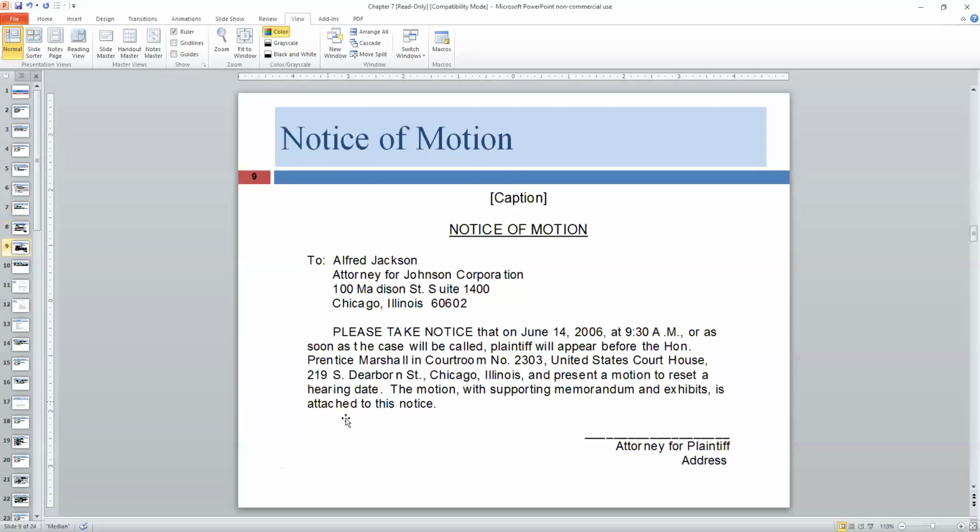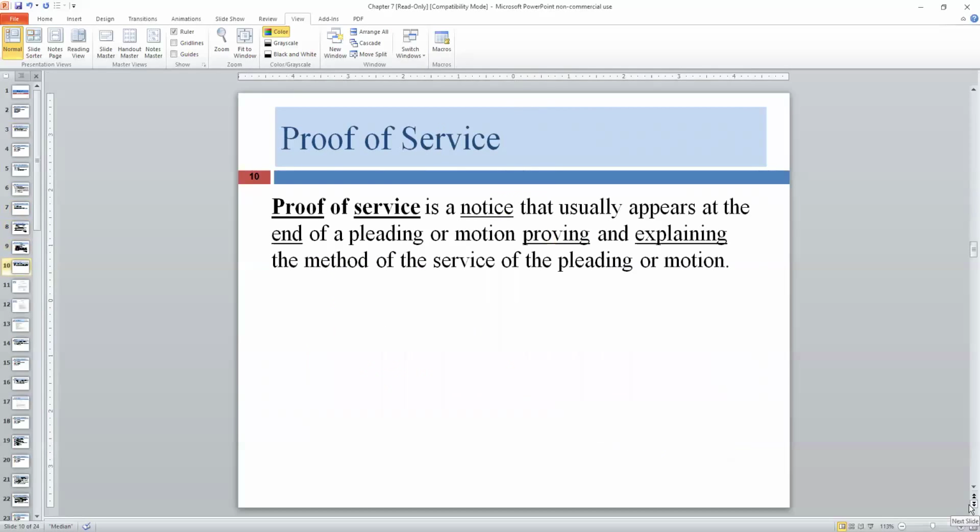And this is an example of the notice of motion. It explains when this is going to go to hearing. And very often this might be called notice of hearing. And the caption is actually missing because this might be the 2nd page of the motion. It may not have the caption on it. That would be a local practice issue.